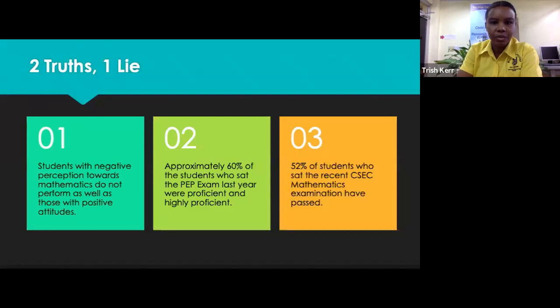Can anybody figure out which one of those is a lie? Is it number 1, number 2, or number 3? That's the only answer you need to give. Is it number 1? All the persons who think it's number 1, then you can type 1 in the chat. If you think it's number 2, then type number 2 in the chat. And if you think it's number 3, then you go ahead and type that as well.